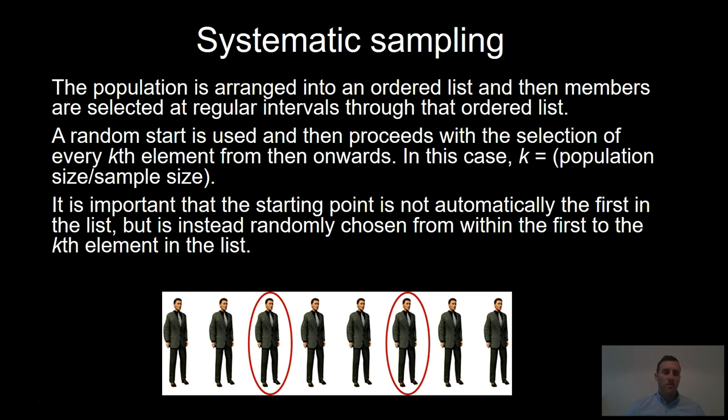So you can see here I've got a diagram of men, and we've picked every third man. So you just count along the ordered data. You go 1, 2, 3, 1, 2, 3, and you pick that member of your population. And that's how you pick the sample.